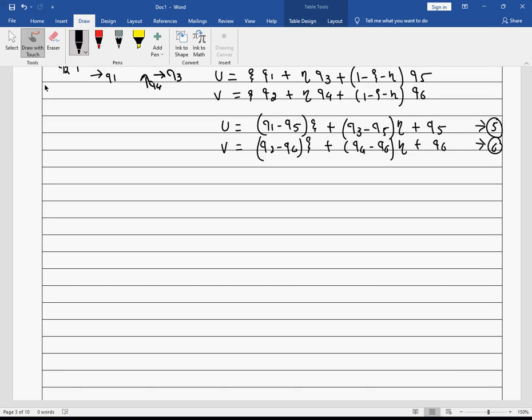Now the displacement I could write as, so I will label as Q, u and v, that will be equal to, okay.